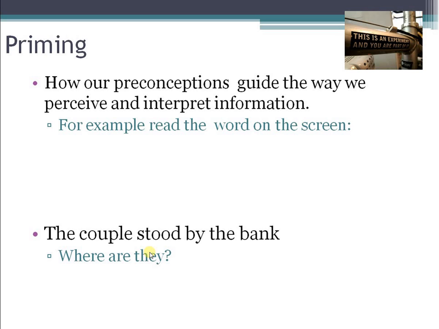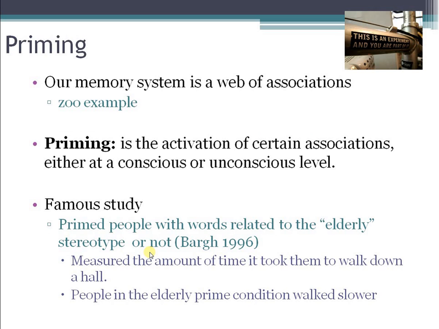Now, the interesting thing is, what if I'd given you a different word? What if I'd said cash flow? The couple stood by the bank. Now where are they? The words cash flow are associated with money, and money is associated with financial banks. And so you get a completely different interpretation of what that word bank meant based on the information that I'm giving you beforehand. And this is an example of priming.